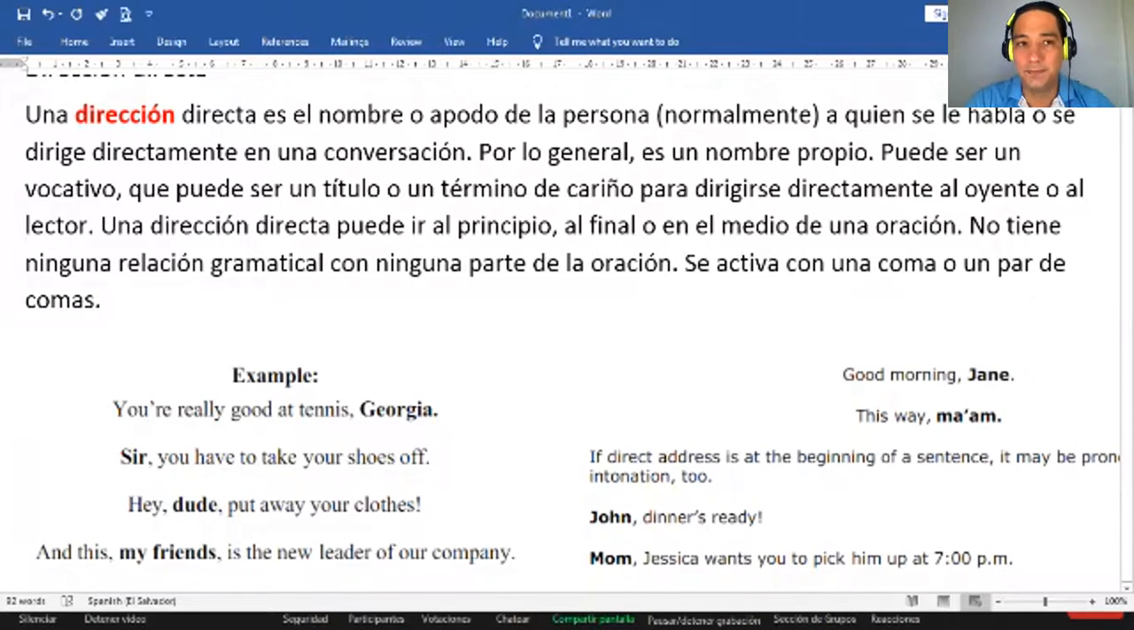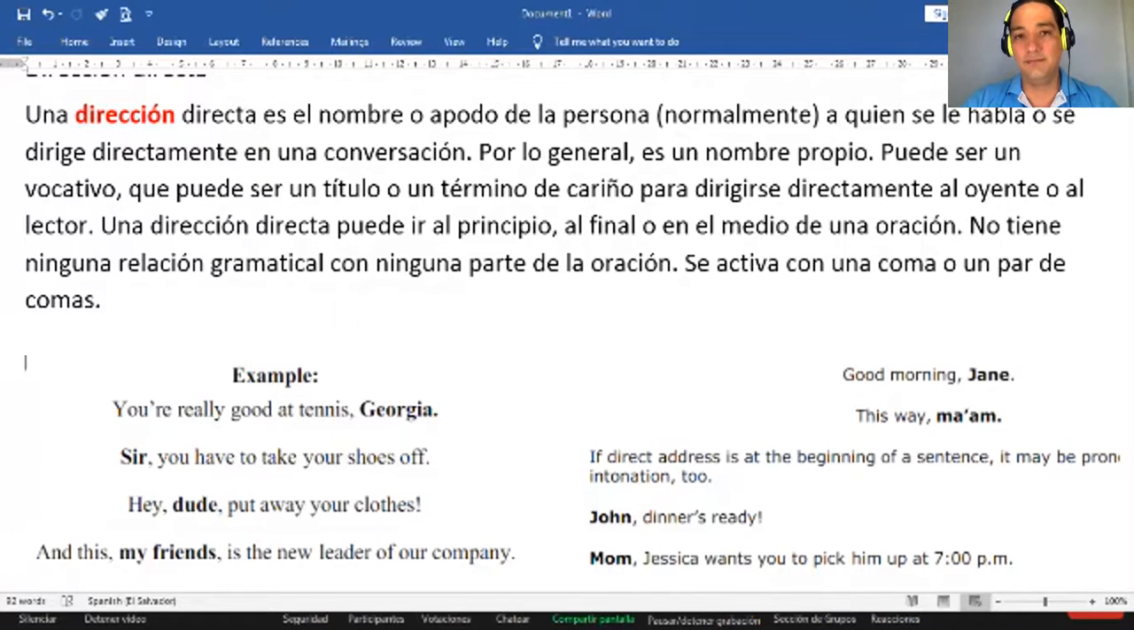¿Alguna pregunta? Teacher, I have a question. What do they mean this way? Because I don't know. Don't worry about it. Ponerle un contexto siempre. Estoy en el hotel. Llega alguien. Hey, this way, sir. This way, ma'am. Le indicas a alguien por este lado.